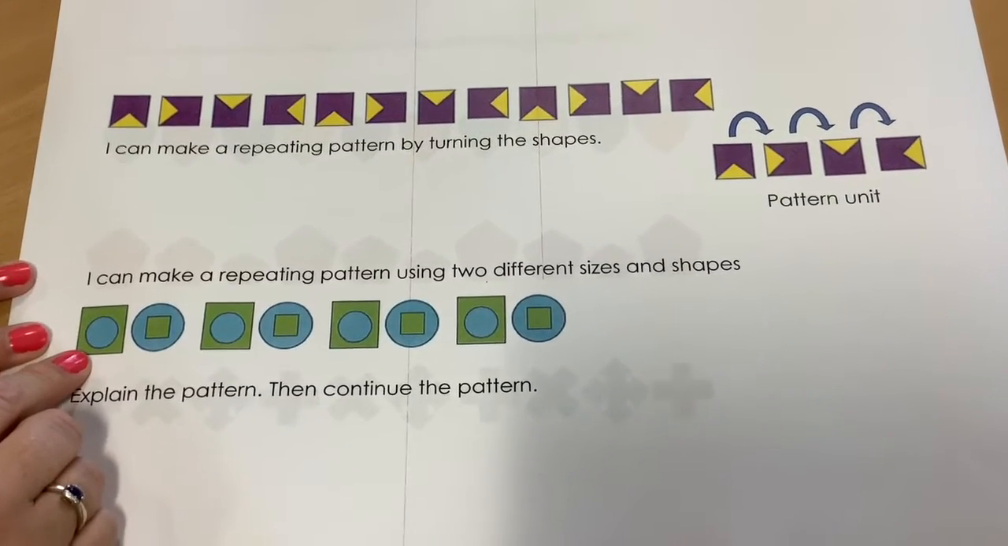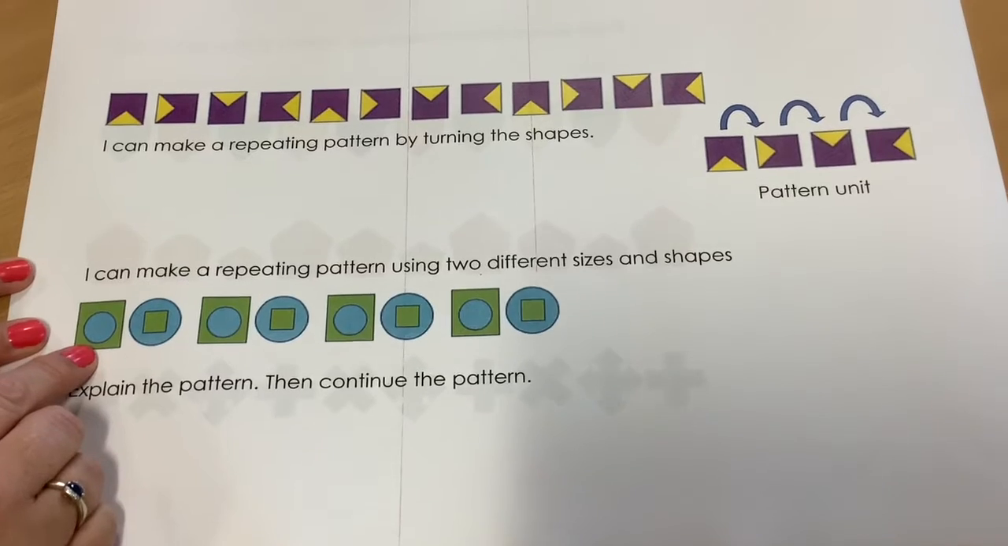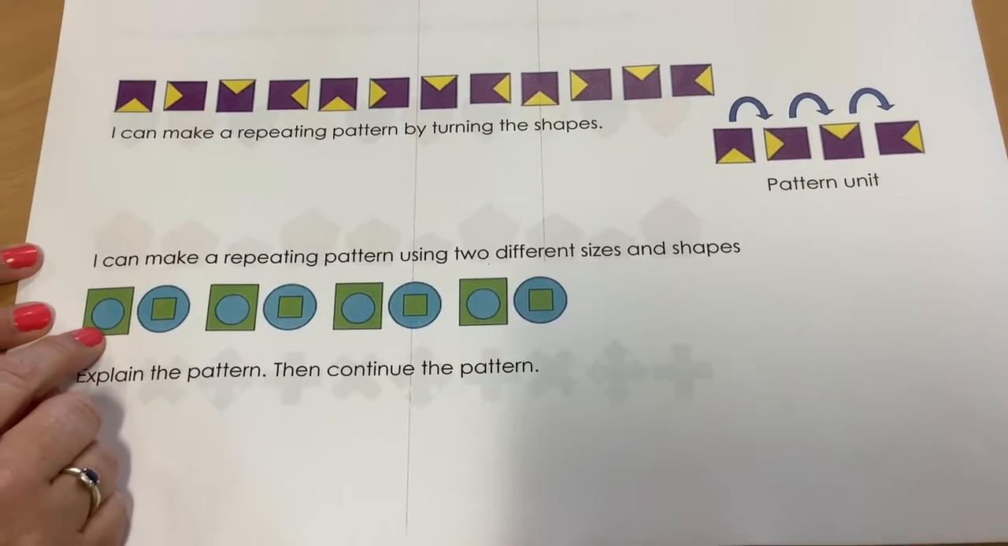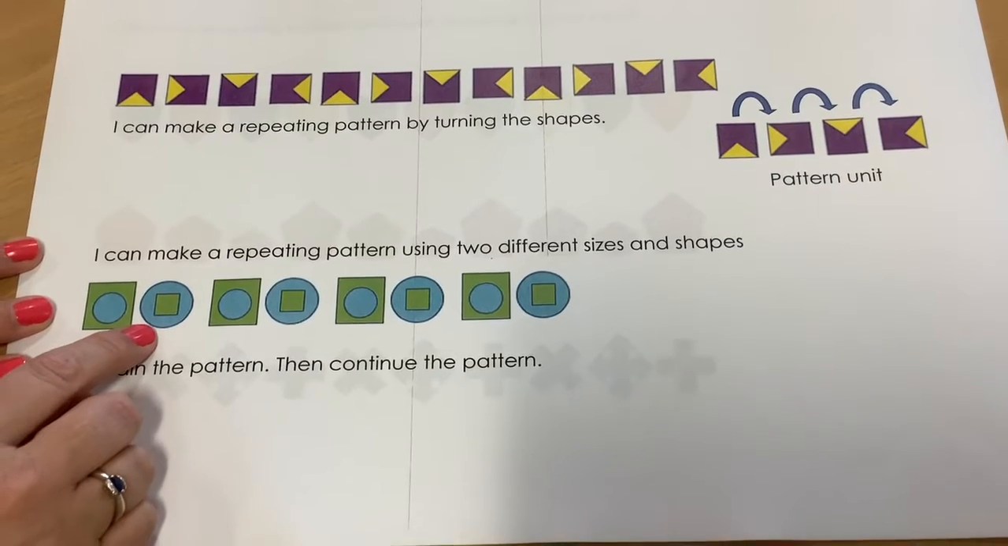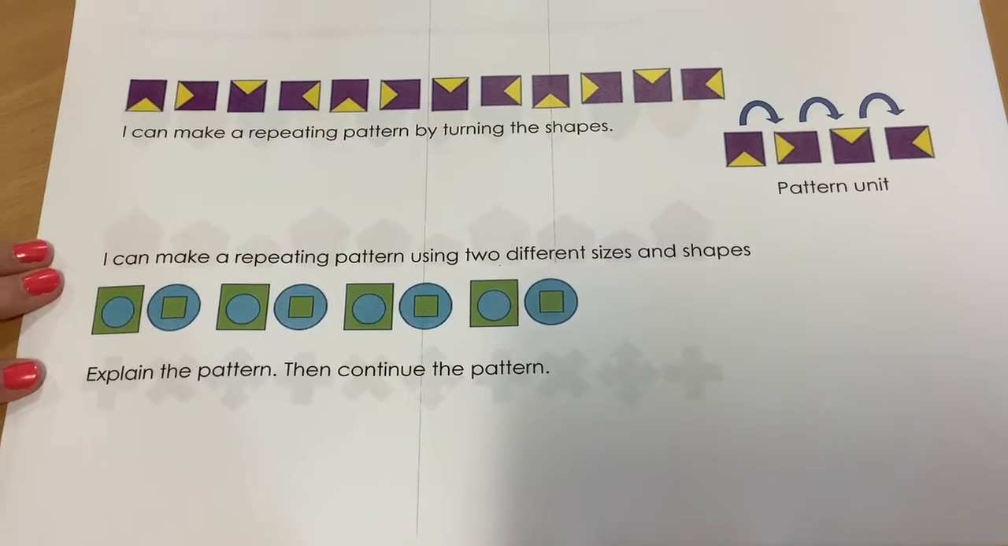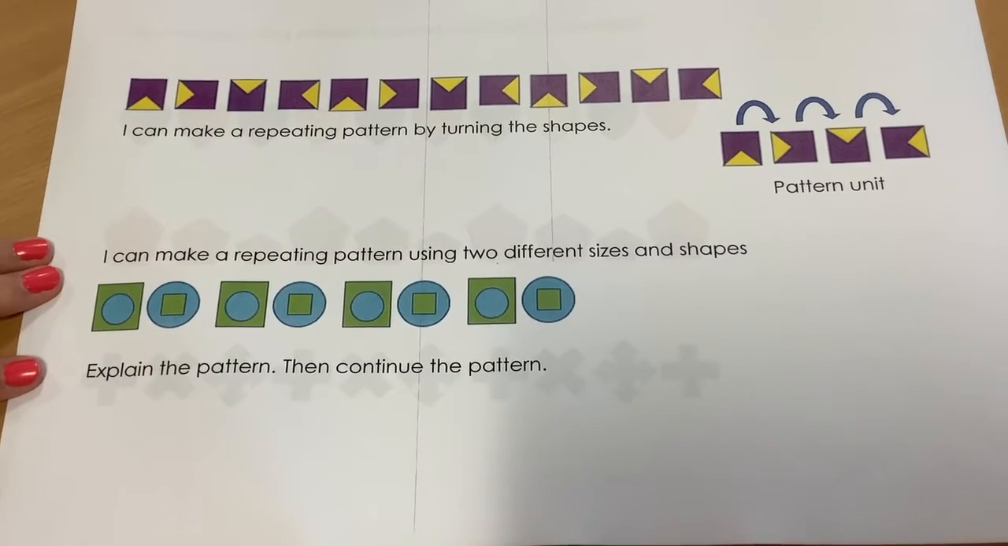This one, we've used a repeating pattern using 2 different sizes and shapes. So we have a green square with a blue circle in it, and then we have a blue circle with a green square in it. Can you work out what the repeating pattern is and then continue it?